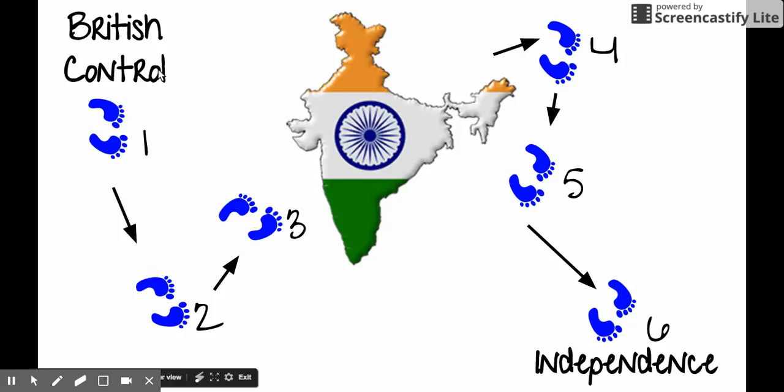So just to sum it up, we have all the way from British control, our 6 steps, all the way to independence. We had Gandhi helping along the way. We had the Rowlatt Act, which let the British put the Indians into jail for up to 2 years without a trial. We had the Salt March, where Gandhi took a group of people to the ocean to peacefully protest this salt tax, all the way to the Government of India Act, where we had some control in the government, and all the way to Indian independence, even though the British kind of left India with a little bit of chaos between the Hindus and the Muslims. But that is your 6 steps from British control all the way to Indian independence.